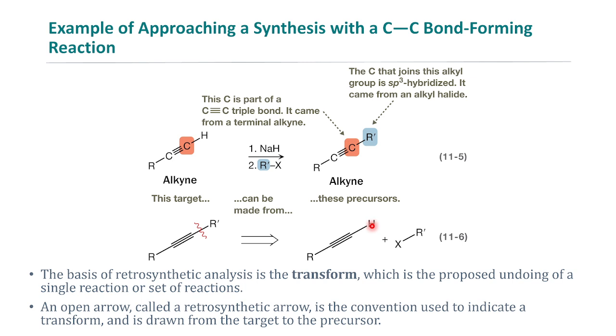This is the proposed undoing of a single reaction or set of reactions. You can actually write a transform for a series of reactions. In this case, this is actually a series. Right here, there are two steps to this reaction that we're looking at. And so again, that's the open arrow. It's the retrosynthetic arrow. It's the convention that's going to indicate a transform. So this step right here is a transform. And we draw it from the target that we want to the precursors. Notice the language completely changed, so people don't get confused and make mistakes.